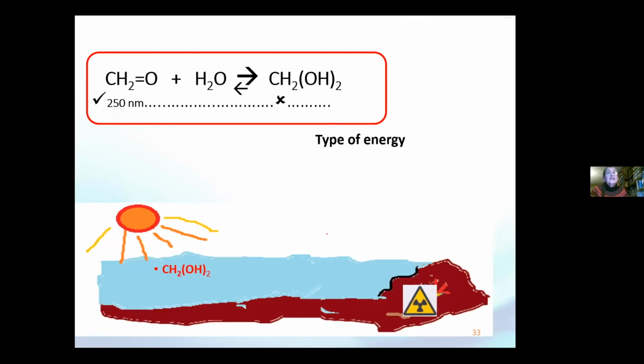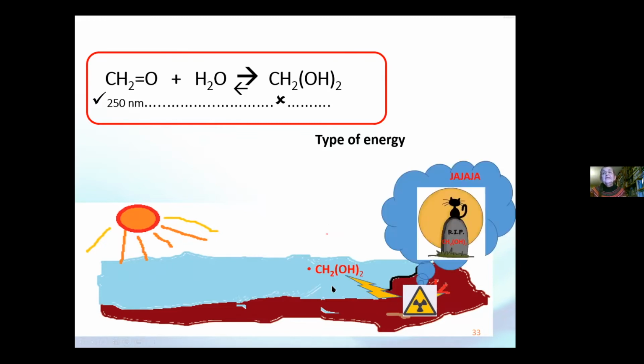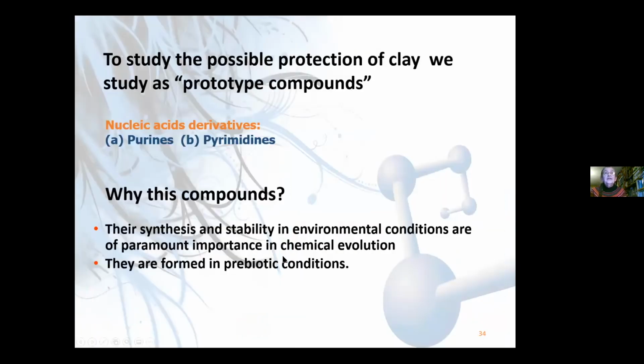exemplify with this. This is the formaldehyde molecule, and it absorbs at 250 nanometers. This is in the outer part of the atmosphere. When it falls down with the rain and gets into the aqueous body, immediately it is transformed into the hydrated form. The hydrated form does not absorb at this wavelength, so it's a way of preservation. But if this hydrated form is near an ionizing radiation source, well, it will disappear also. So the type of radiation is important, and the balance is also important.